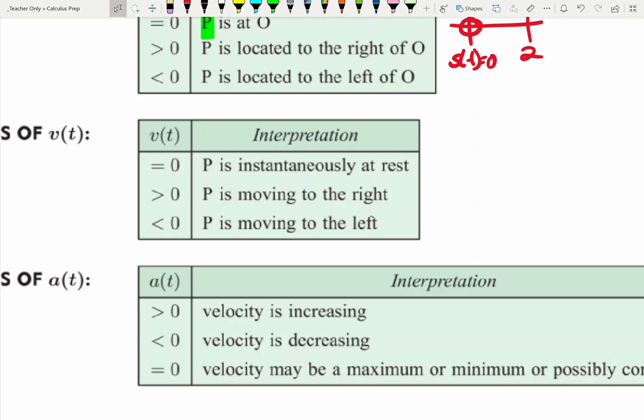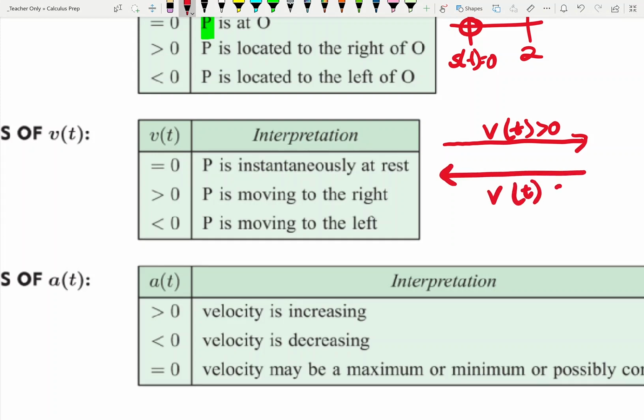So for example, if the velocity is positive, then that means the particle is moving towards the right. So that's v of t greater than 0. If the velocity is negative, that means that the particle is moving to the left. And in between here, the particle has to change direction. And it doesn't actually swing around like that. That's the way that we draw it. What happens is it travels forwards in one direction, then instantaneously travels back in the other direction.